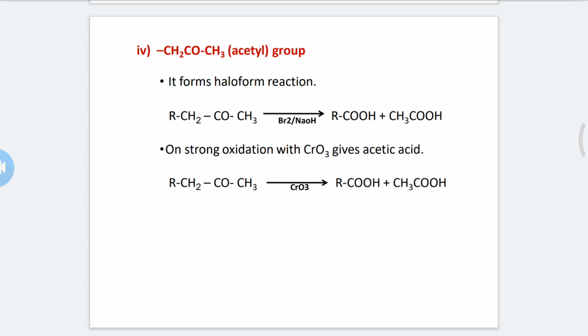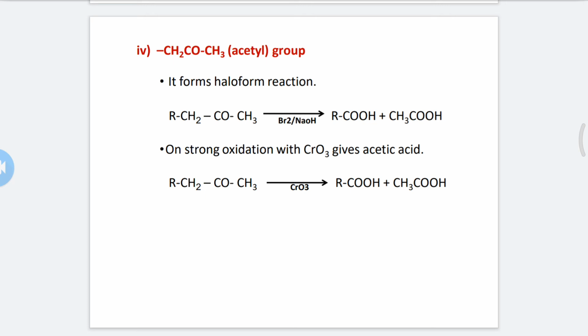The acetyl group is CH2COCH3. It is confirmed by the haloform reaction. Suppose a terpenoid contains a CH2COCH3 group, the acetyl group.